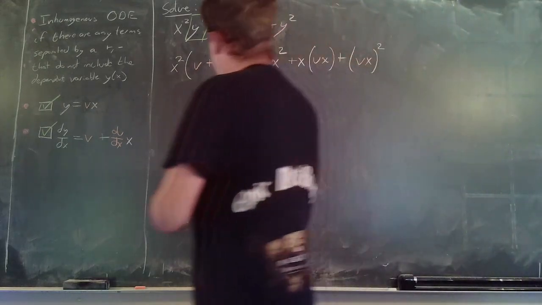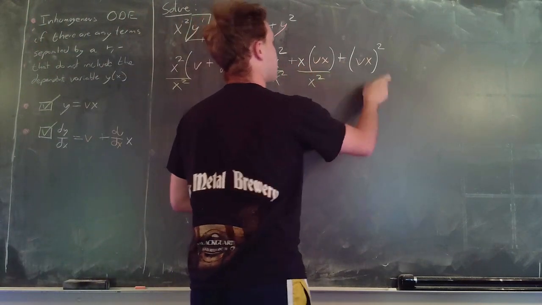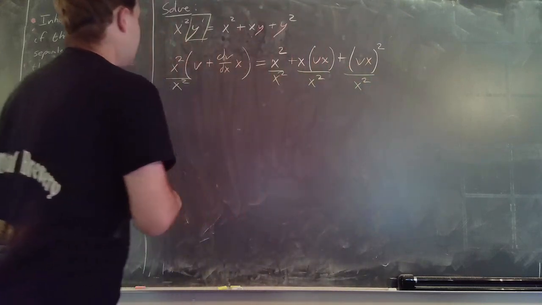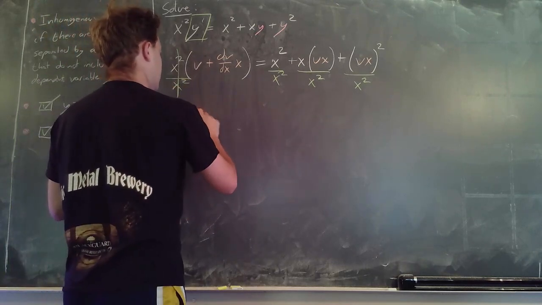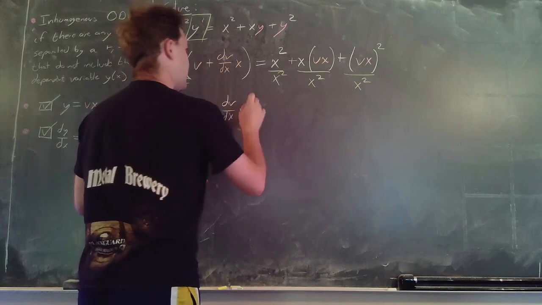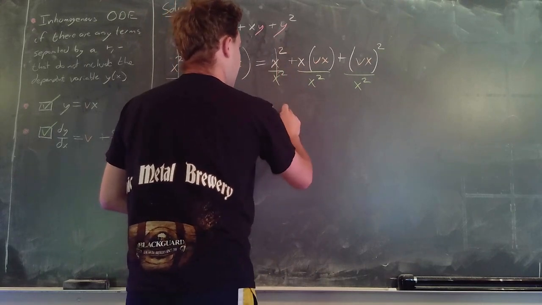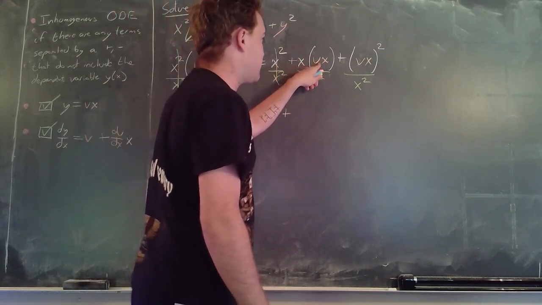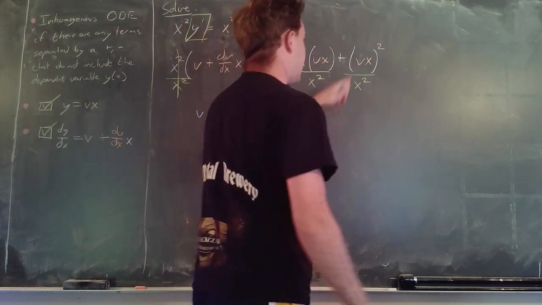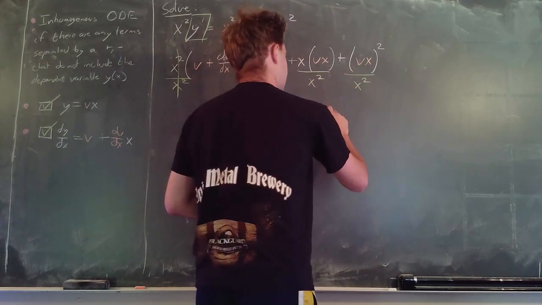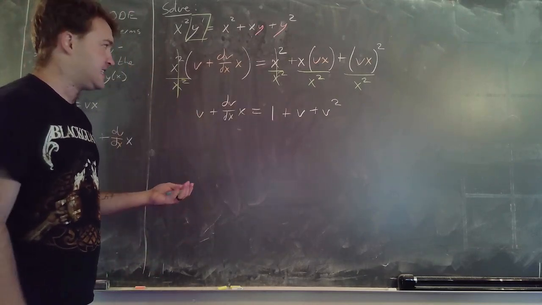So I'm going to start by dividing everything by this x squared term, in which case we'll notice that we can cancel the x squared off of the left-hand side, simply leaving us with v plus dv over dx times x is equal to x squared divided by x squared gives us 1 plus, here I have x times vx, so that's going to be vx squared divided by x squared, which is just v. And then I'm going to have v squared x squared over x squared, which is just v squared. And you can see that this turns into something rather easy to handle at this point.